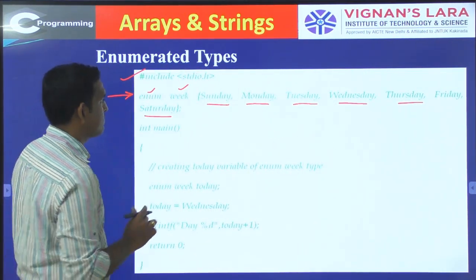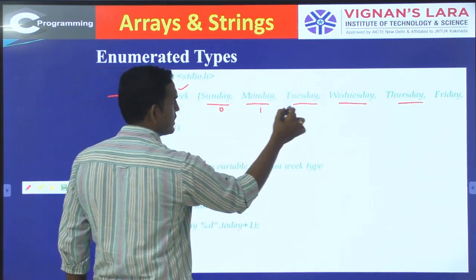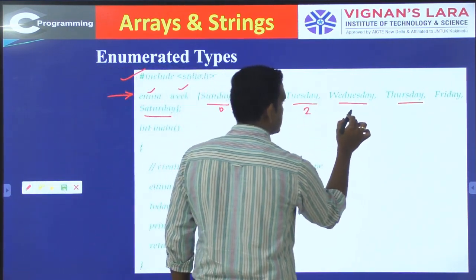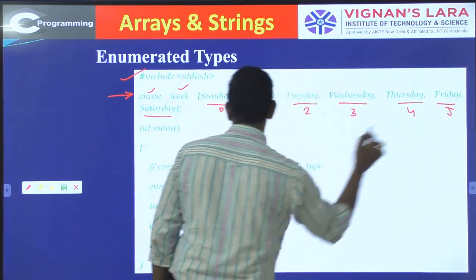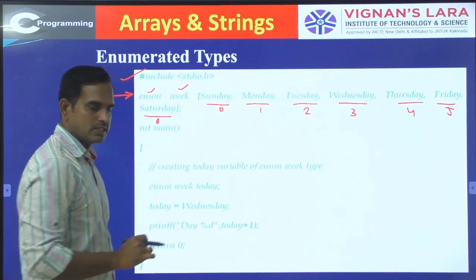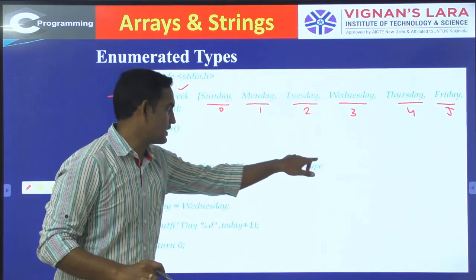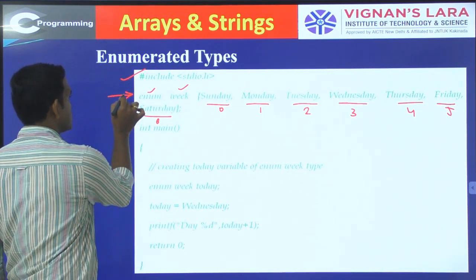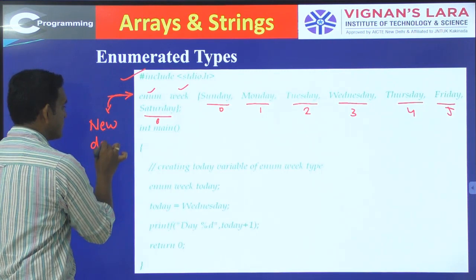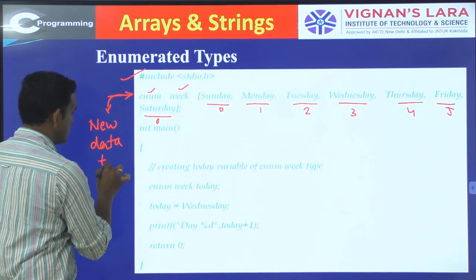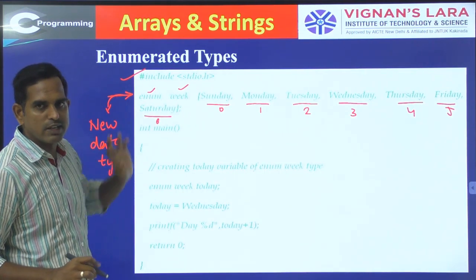So by default what will be the values? By default internally Sunday will be 1, Monday will be 2, Tuesday will be 2, Wednesday will be 3, 4, 5 and 6. Saturday will be 6. Then you have the main function. When I declare this, it will create a new data type. As I told you, your enumeration will create a new data type of name week.